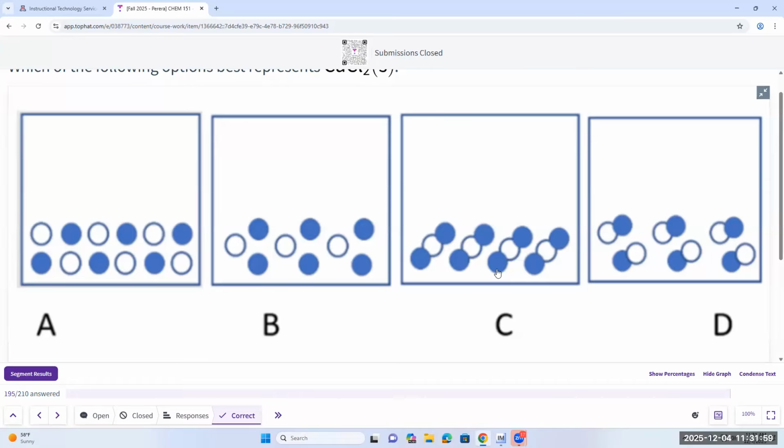In ionic compounds, which calcium chloride is, it's not going to exist in molecules. It's going to be a network of ions. Therefore, it's going to look more like B rather than C. Therefore, the best answer for this question is option B.